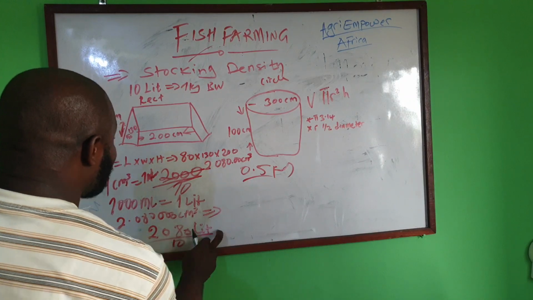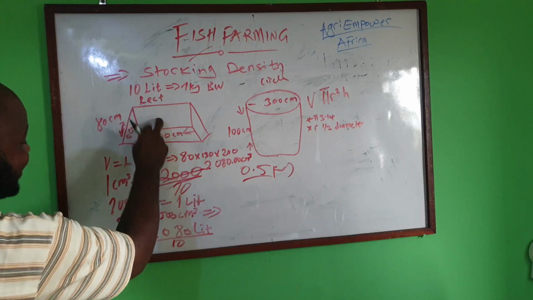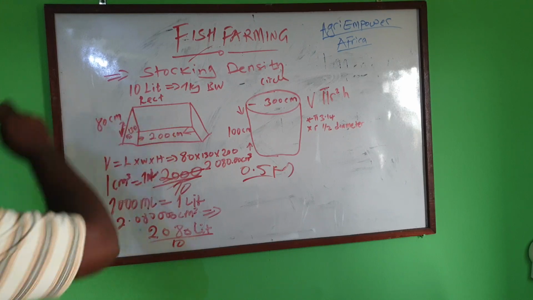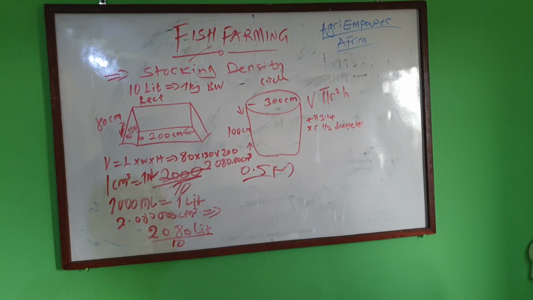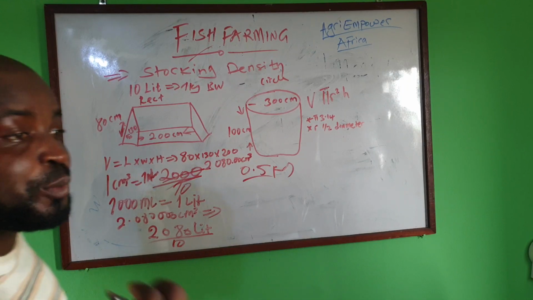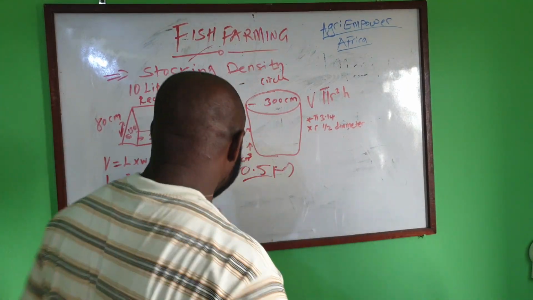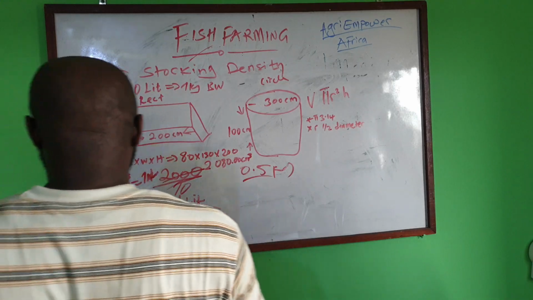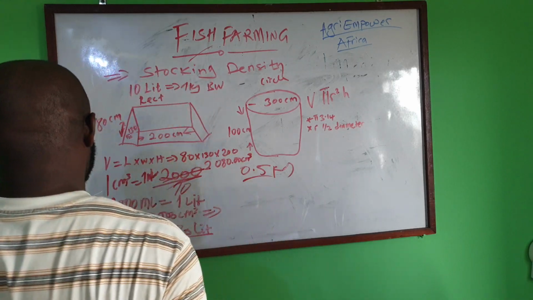It will give you the quantity of fish or fingerlings that you will be able to put in this rectangle. As simple as that. It might be a rectangle, it might be a square, and so on and so forth. The possibility is just for you to be able to understand how to get the quantity of water inside.